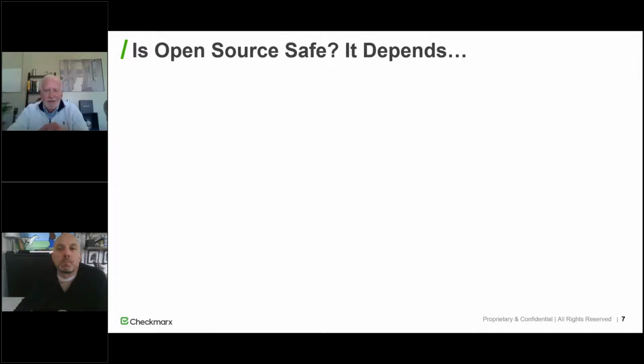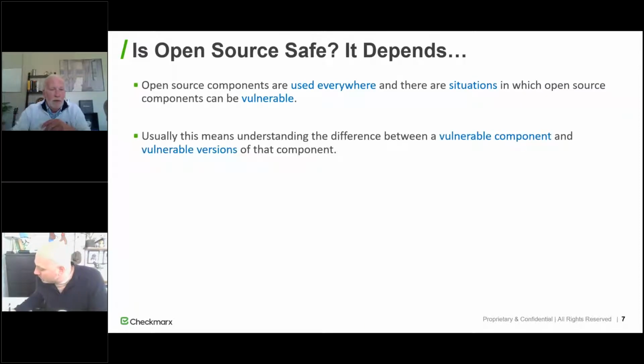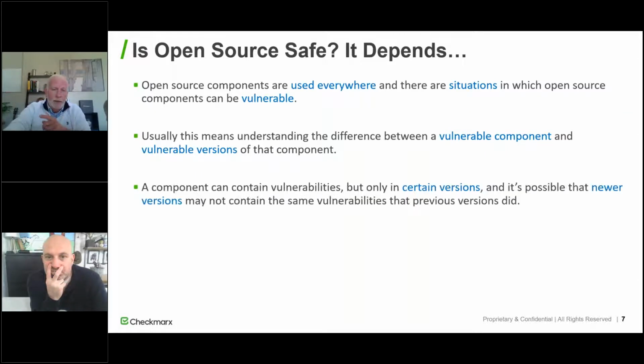So this is sort of my disclaimer, Checkmarx's disclaimer: is open source safe? It really depends, right? And we're not here to throw open source under the bus. Certainly, it can be very, very safe, but there are some contingencies to it. Open source components are used everywhere, and there are situations in which open source components can be vulnerable. And this usually means understanding the difference between a vulnerable component and a vulnerable version of that component, right? There's a difference there. A component may contain vulnerabilities, but only in certain versions, and it's possible that a newer version may not contain the same vulnerabilities that a previous version did.